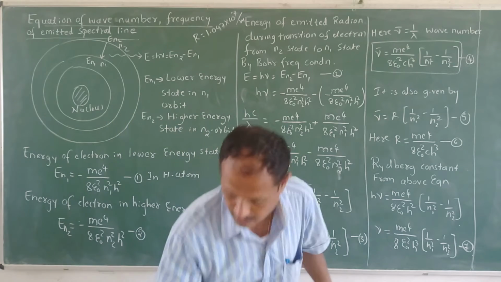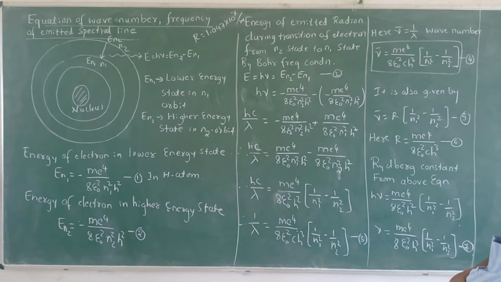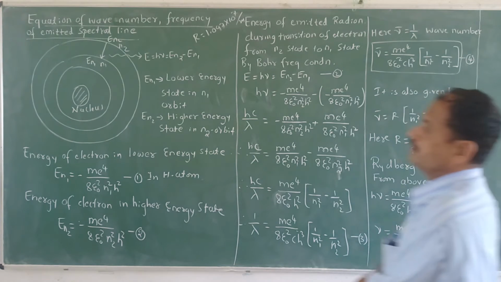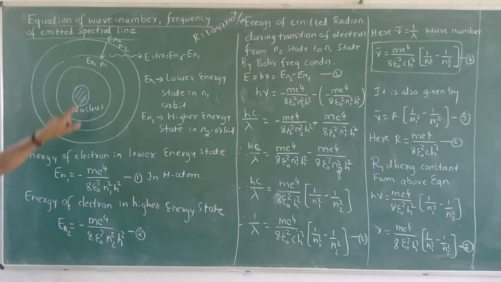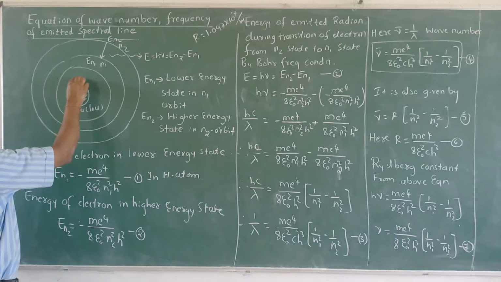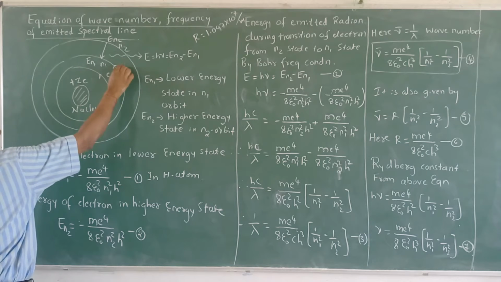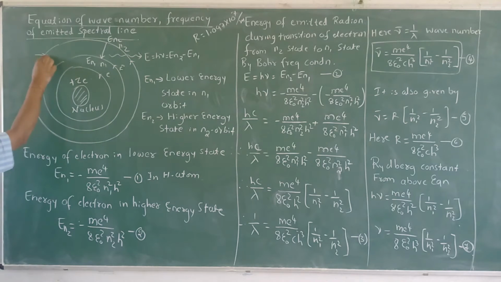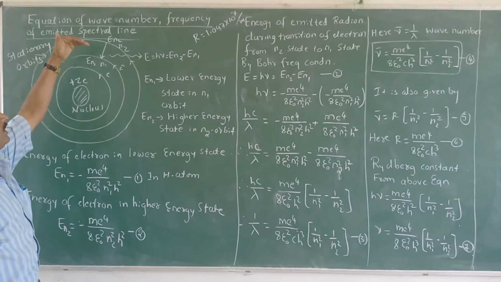In this video clip, I want to discuss the frequency, wavelength and wave number of emitted spectral light. Now, this is the nucleus of charge plus 3. Then electrons move around the nucleus in different orbits. These orbits are said to be stationary orbits. Stationary orbits have definite energy states, and they have definite energy.